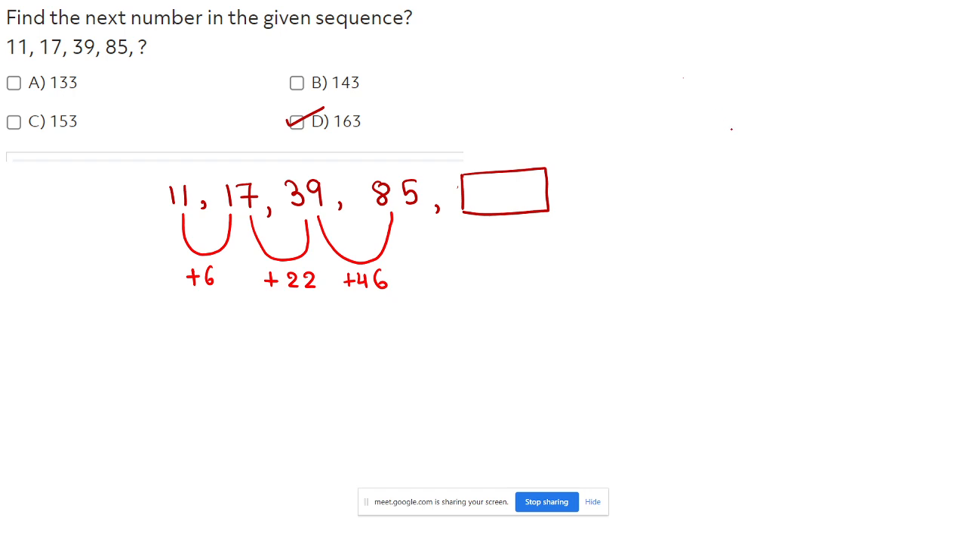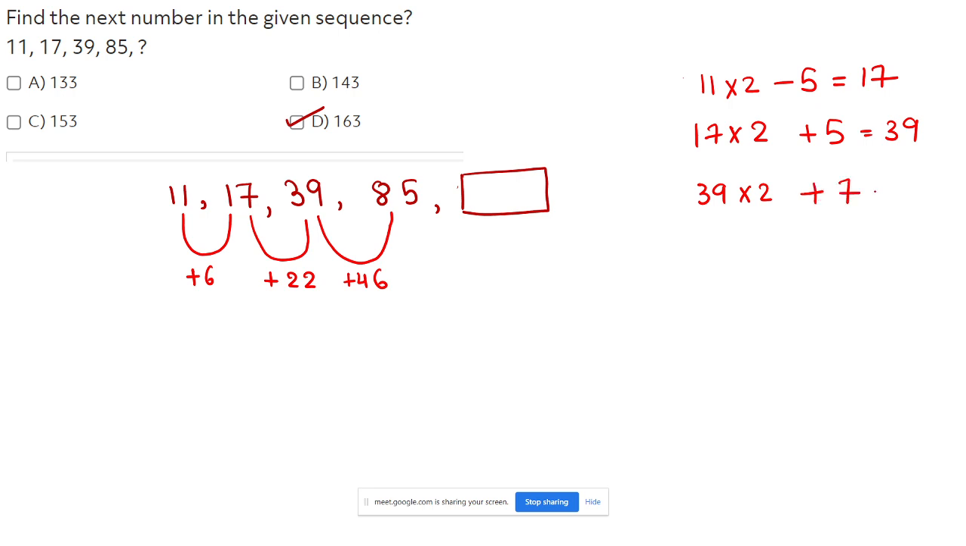Okay, according to Mahek, she identified a pattern that 7 twos are 14, minus 5 is nothing but 17. Very good. Then 17 twos are 34, +5 is nothing but 39. Is it? Yes. Correct. Very good. Then 39 twos are 78, plus 7 is equal to 85. Then according to you, the next number should be 85 twos are 170, minus 7. And that is nothing but 163.